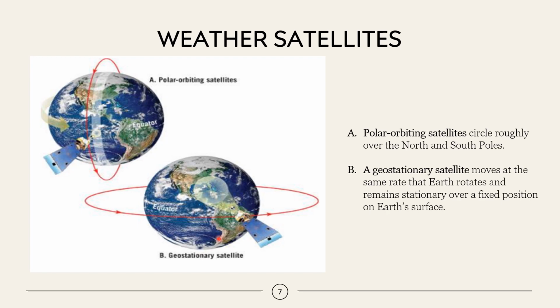So at these higher altitudes, the images obtained by GOES, the Geostationary Operational Environmental Satellites, are less detailed than those captured by the instruments of these polar orbiting satellites. So geostationary satellites play an important role in monitoring the development and movement of tropical storms and hurricanes.